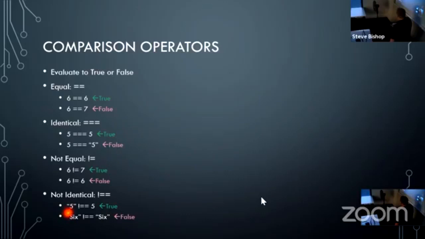So the string value of 5 is not identical to the numerical value 5. That is true. The string of 6 is not identical to 6 is false. They are identical. All right, I love that trick. I mean, think about that logically. Wait a minute. I want to see if something is not equal or not identical so that it returns true for me so that I can do my logic. Okay. Greater than.